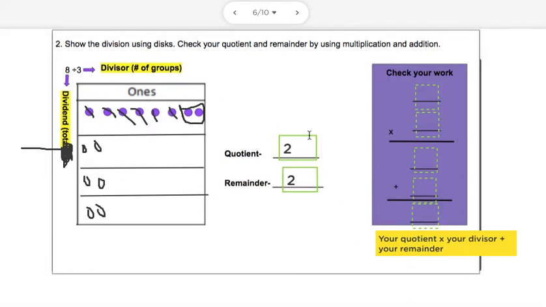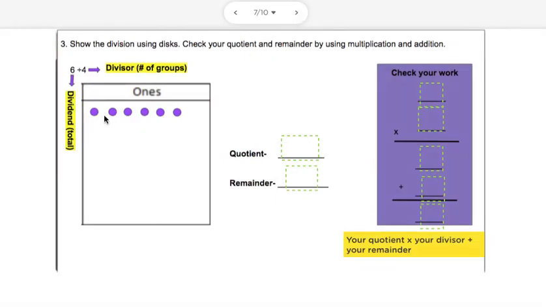Let's check our work. Our quotient times our divisor and add your remainder. What's our quotient? Beautiful, 2. What is our divisor? Remember, it's the smaller number at the top. Beautiful, 3. 2 times 3. Good job, 6 plus our remainder. How many is in our remainder? Good job, 2. 6 plus 2? Good job, 8.